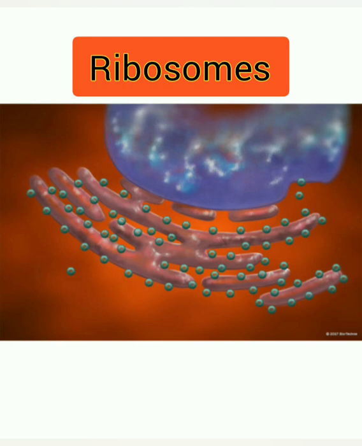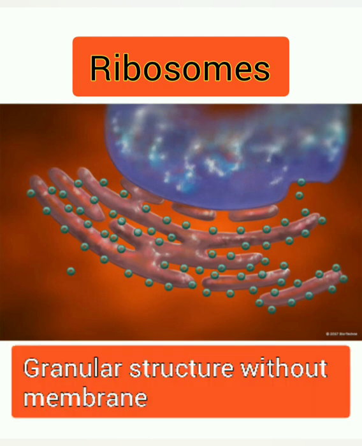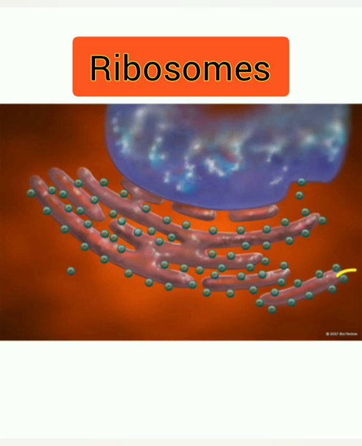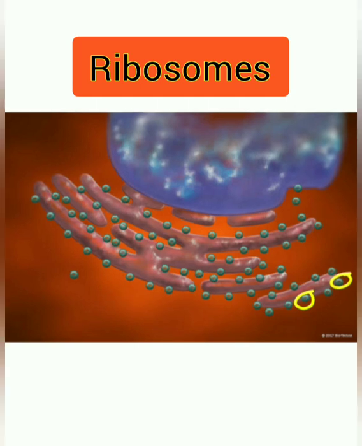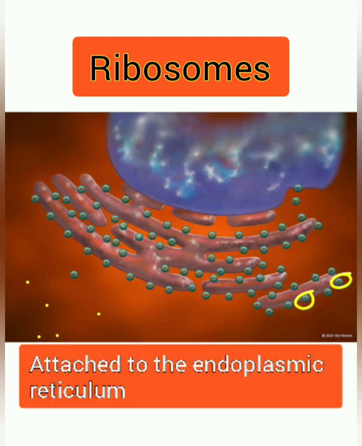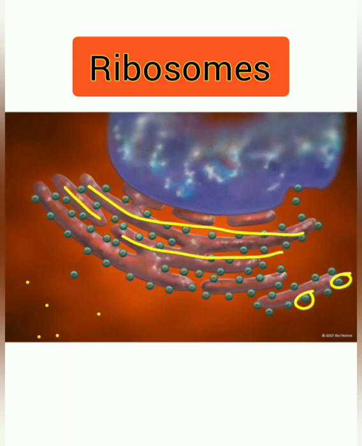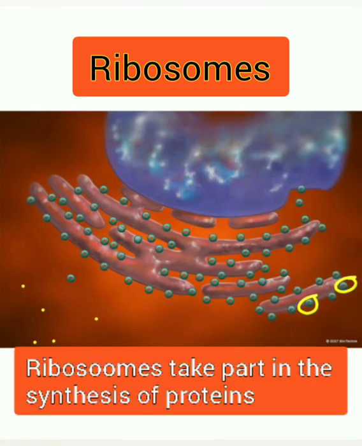Next is ribosomes. So ribosomes are granular structures without a membrane. They do not have any membrane. So these structures are ribosomes. They either exist freely in the cytoplasm or they are attached to the endoplasmic reticulum. So what is the main function of ribosome? They help in protein synthesis.